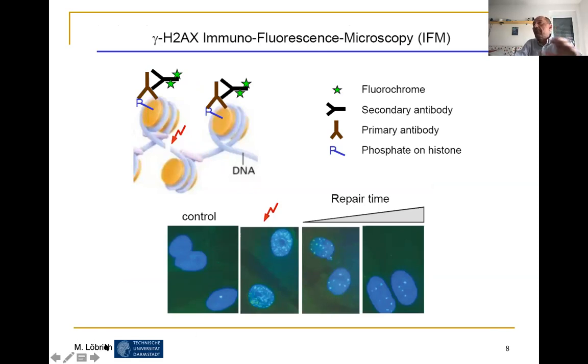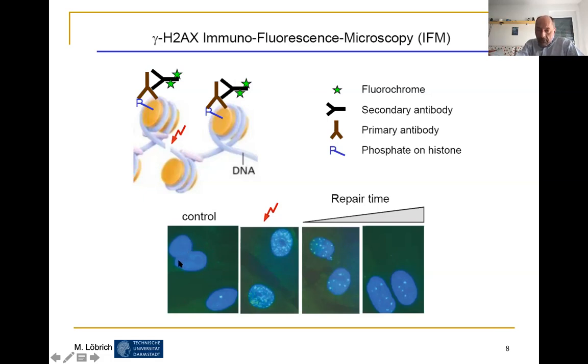This is actually a picture I took from Markus Löbrich, who is professor of biology at the University of Darmstadt and is one of the top experts in this field. So I have a lot of slides from him, you will see here. This is how the damage looks like. You have a DNA double-strand break, with phosphorylation only in the H2AX histone. Then you can use a primary antibody, and normally this is what you do: you have two antibodies, a primary antibody against the H2AX, and a secondary antibody with the fluorochrome against the first antibody. So you can amplify the signal. And that's how it looks like.